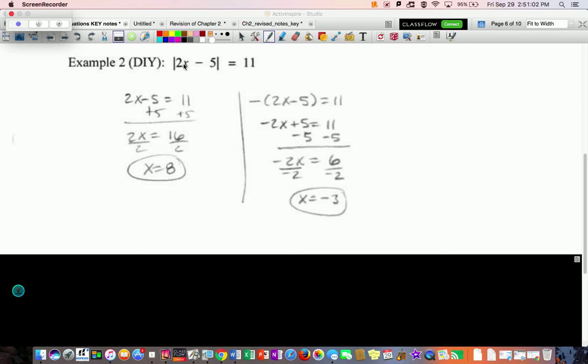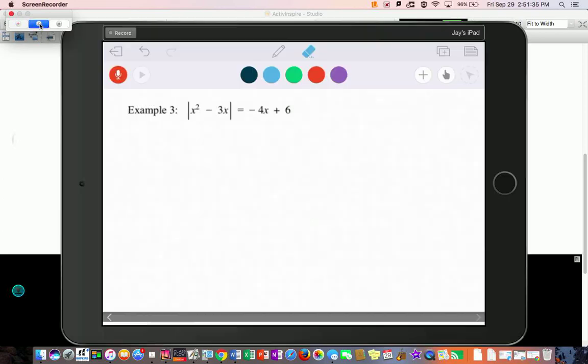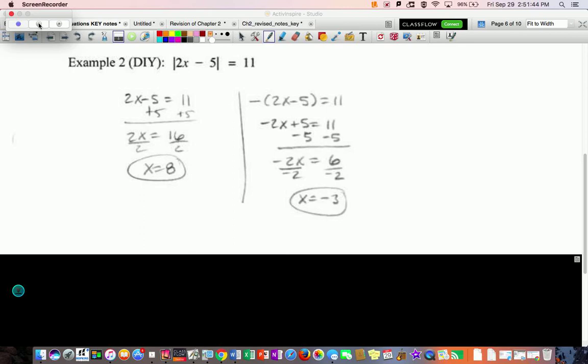And of course, you should always be plugging in. 2 times 8 is 16. Minus 5 is 11. Absolute value of 11 is 11. Put the -3 in. 2 times -3 is -6. Minus 5 is -11. -11 is the distance from 0, which will be +11. So that works. So you can see the two answers here. On the positive side, you get 8. And with that negative in front, they distributed, which is totally fine. I always divide by -1, but you'll get the -3. And when you plug them back in, it should definitely work.